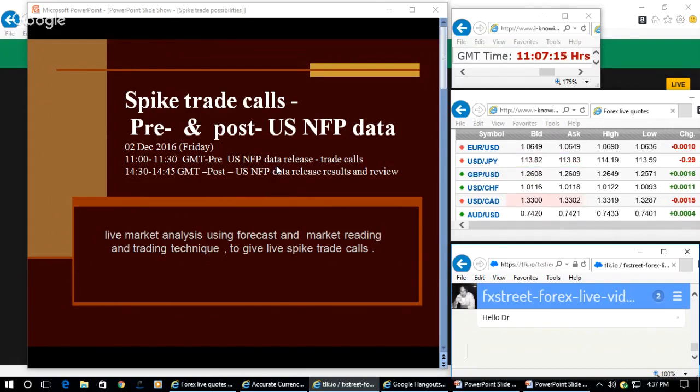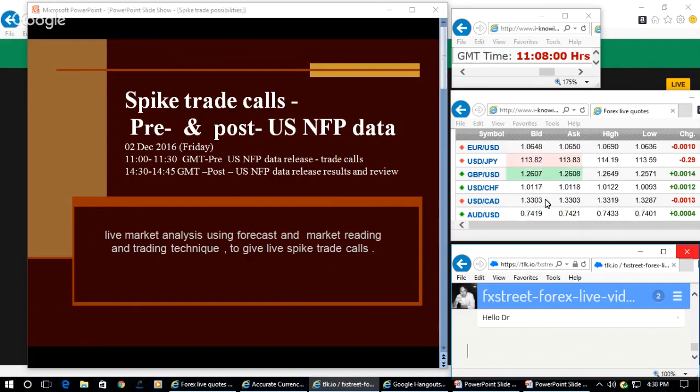Now we'll focus on the non-farm payroll data release and the relative market condition. If you look at the euro, which is around 1.0649, it is closer to the low of 1.0636. During the European session, they quickly gained the levels, and from there they made the slide. In the case of yen, it is near the middle level, neither closer to the high nor closer to the low. In the case of GBP, it was closer to the high of 1.2649 and slowly it has come down to the middle level.